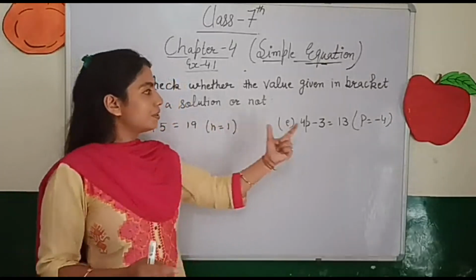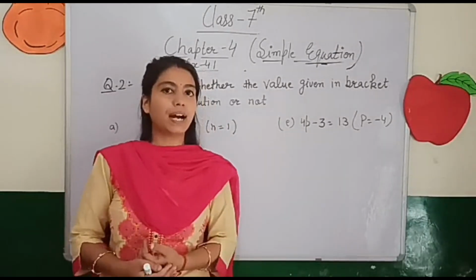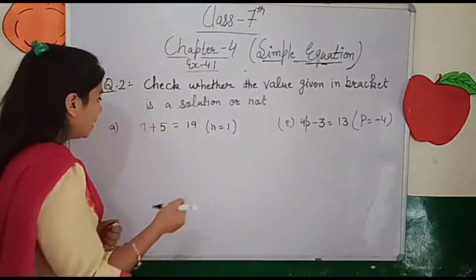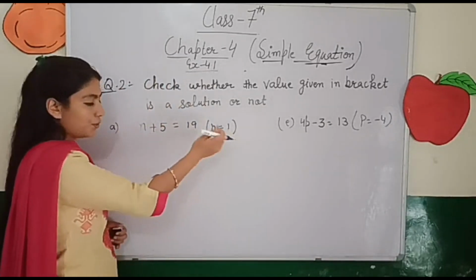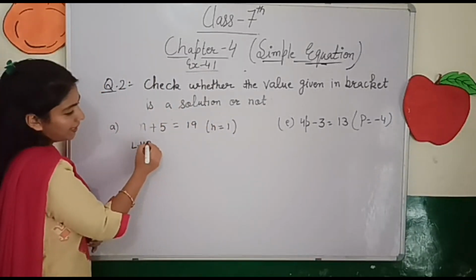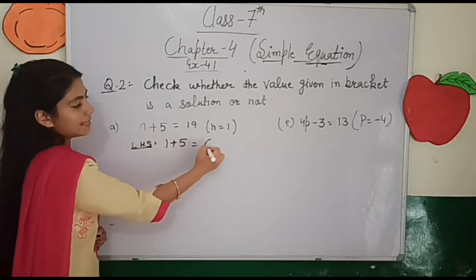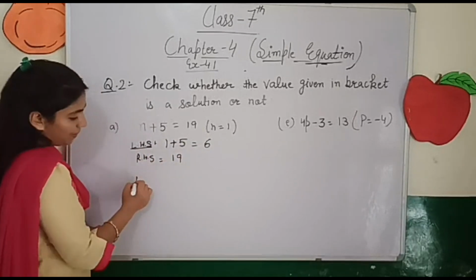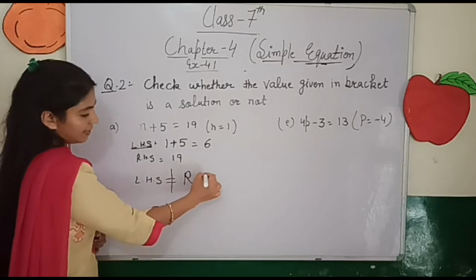So I am going to do over here 2 parts, which is very simple, and the rest of the parts are homework for you. Okay, students. So let's start. You have an equation and the value is 1. First of all, take the left hand side and value 1. So 1 plus 5 is equal to 6, and the right hand side you have 19. So the left hand side is not equal to the right hand side.